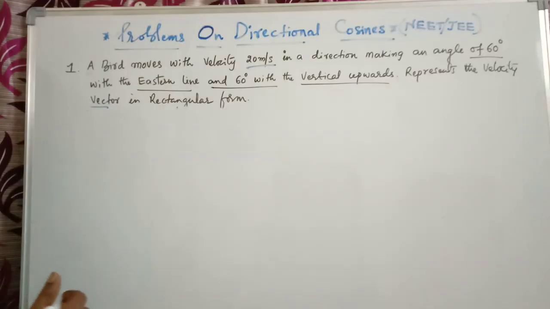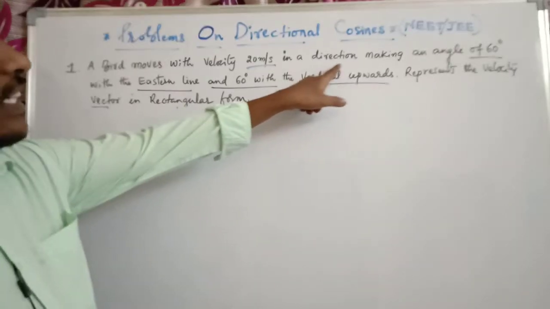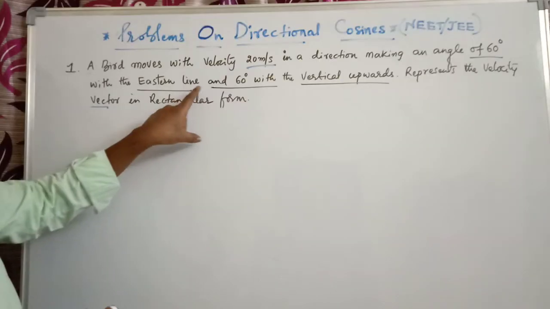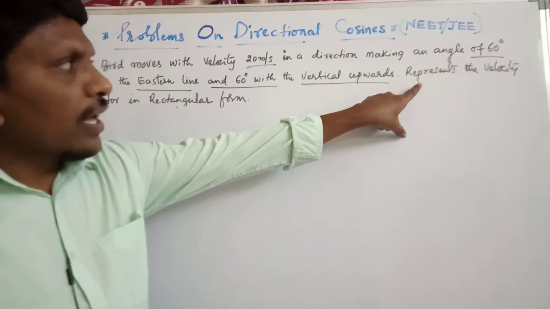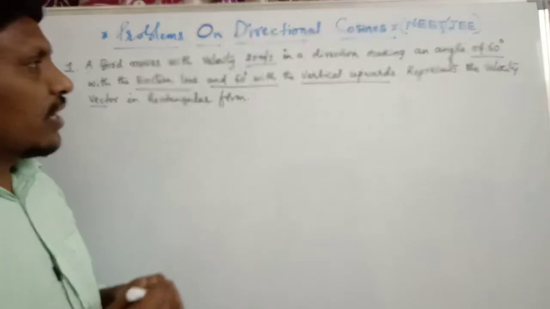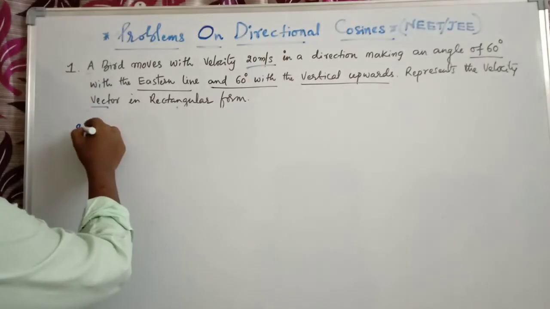First problem: a bird moves with a velocity 20 meter per second in a direction making an angle of 60 degrees with the eastern line, and also 60 degrees with the vertical upwards. Then represent the velocity vector in rectangular form. Let us try to understand the question by drawing a diagram.